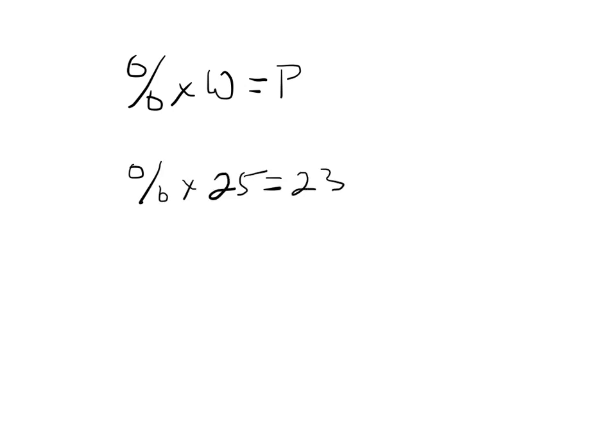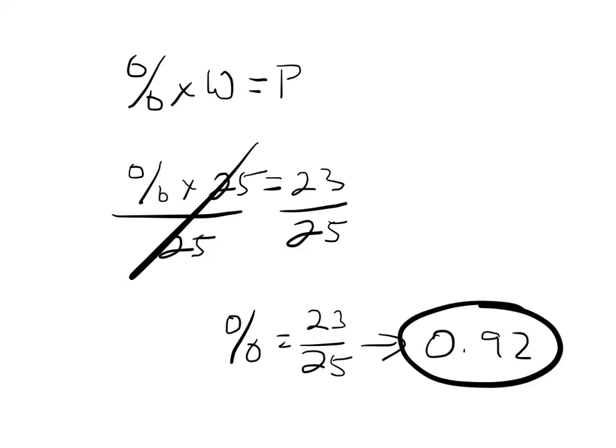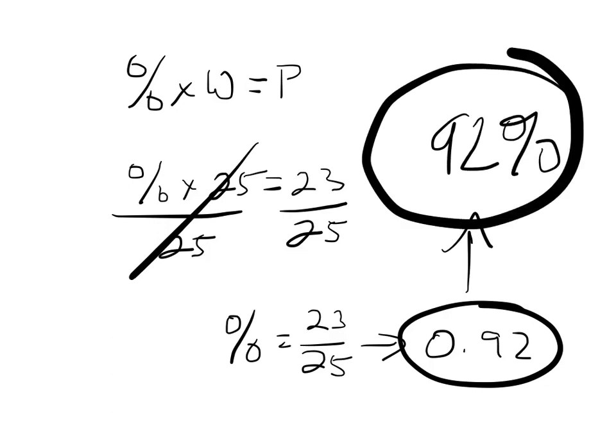All right, finally, example 4. Blanca correctly answered 23 of the 25 questions. What percent did she get? All right, so I've got percent times the whole equals the part. And in this case, I have the whole, 25. I have the part, 23. I want to know what percentage that is. I'm going to have to divide this side over here by 25 so that it's eliminated. I also have to do the same over here. So percent will equal 23 divided by 25. Punch that into my calculator, and I get 0.92, which means 92% is my final answer.